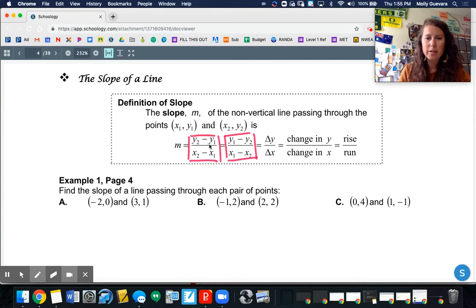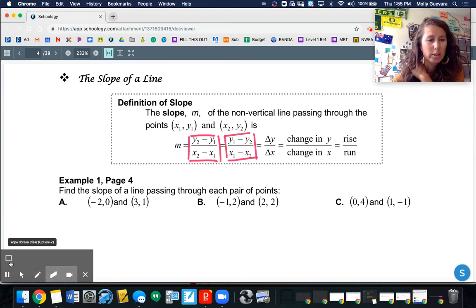This is y2 minus y1 over x2 minus x1. This one's y1 minus y2. So just the ones and twos are switched, and that's fine. It doesn't matter, as long as the twos are lined up and the ones are lined up. You can't do y2 minus y1 and then x1 minus x2. The twos and the ones have to be lined up, and the y has to be on top. But other than that, the order doesn't necessarily matter.